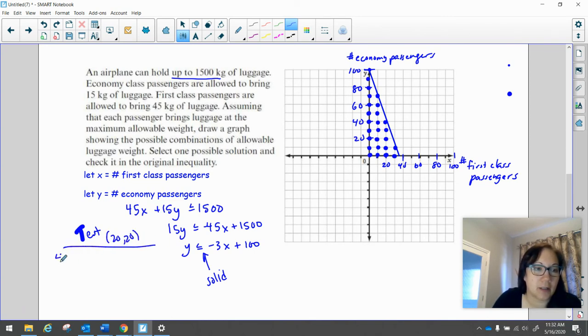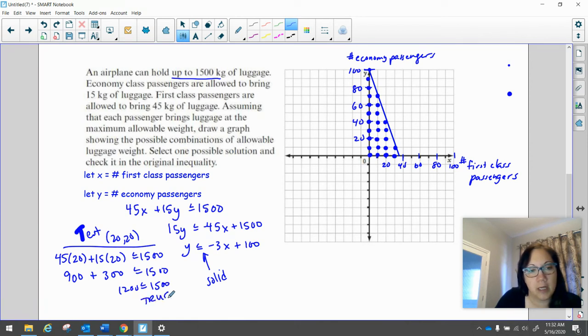Just for interest's sake, 45 times 20 plus 15 times 20 is going to be less than or equal to 1,500. So that's 900 plus 300 is less than or equal to 1,500. So I got 1,200 is less than or equal to 1,500, which is true. So that's why I knew we were going to be shading this way. Also, knowing that this was the upper limit, not the lower limit, helps me to understand that the shading is going to take place within that triangle.